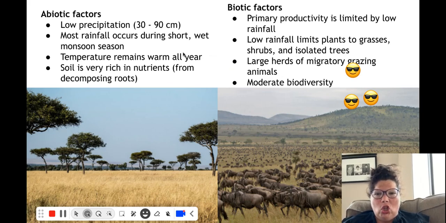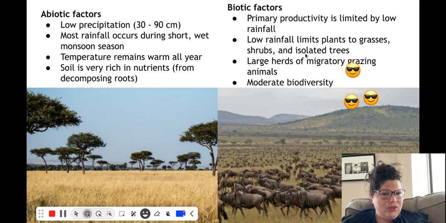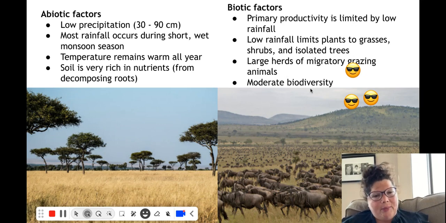Abiotic factors: low precipitation, except for that one area, because that rainfall is going to happen during a short monsoon season. Temperature is warm all year, soil's very rich. Our biotic factors, we're still limited, so we have a lot of grasses, shrubs, but we do have trees. We did not have trees in the temperate grasslands. Large herds, moderate biodiversity.